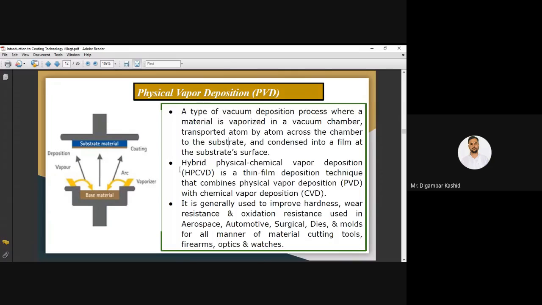Now, in this physical vapor deposition we have many types, and out of that we have one, hybrid physical chemical vapor deposition, that is a combination of CVD and PVD. Hybrid physical chemical vapor deposition, HPCVD, is a thin film deposition technique that combines physical vapor deposition with chemical vapor deposition. In detail we are going to talk about this also.